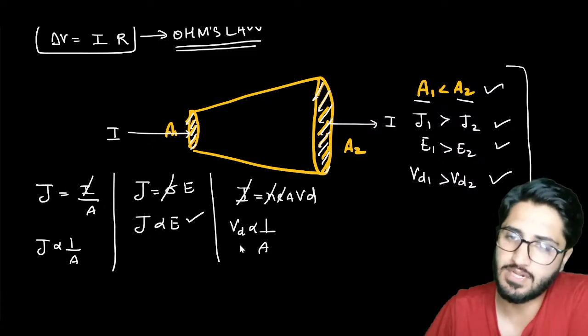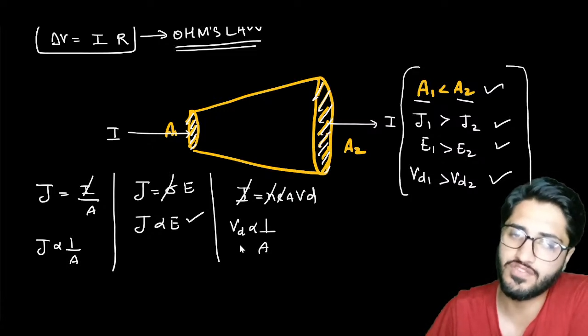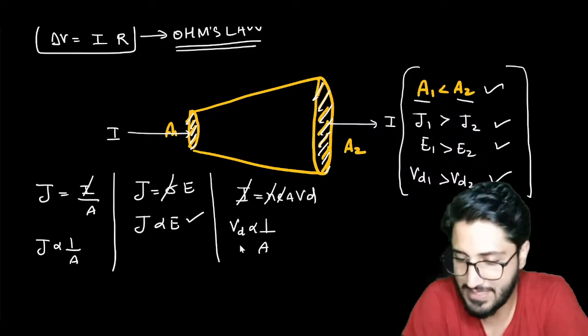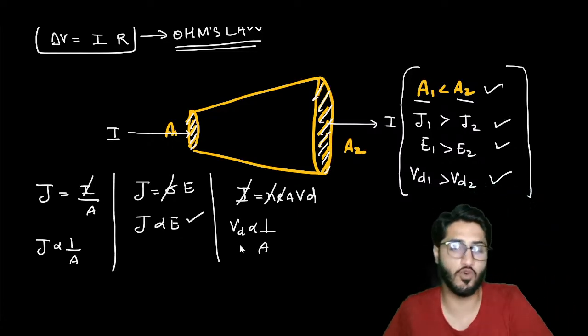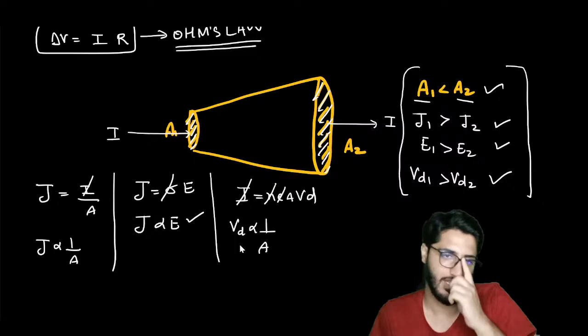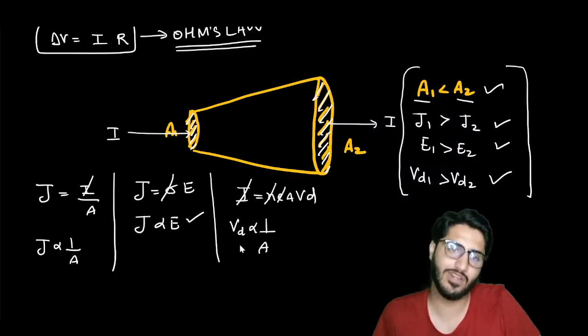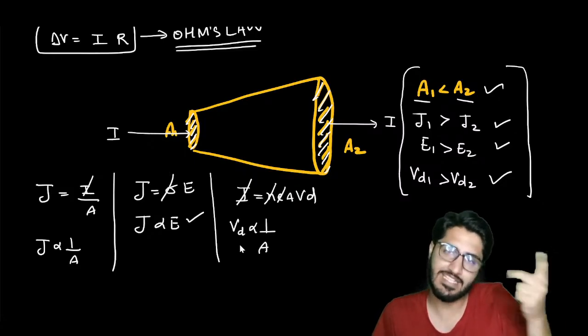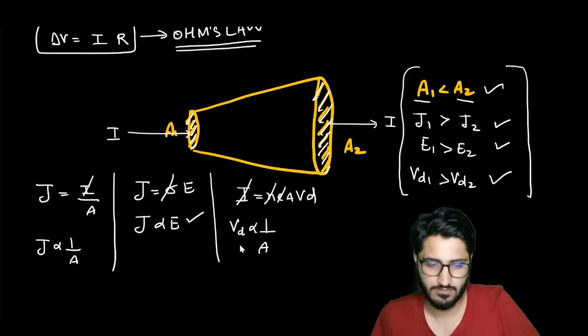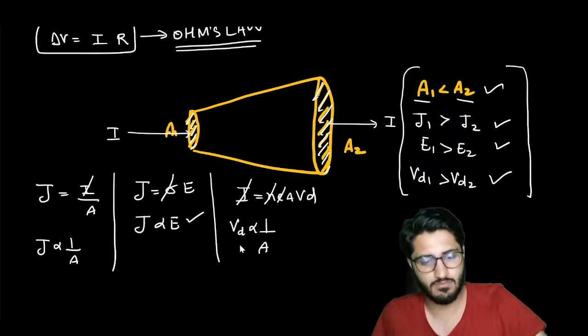From the simple diagram, we concluded these four results. If cross section is less, then the drift velocity at that cross section will be more. Electric field will be more. Current density will be more. Done?